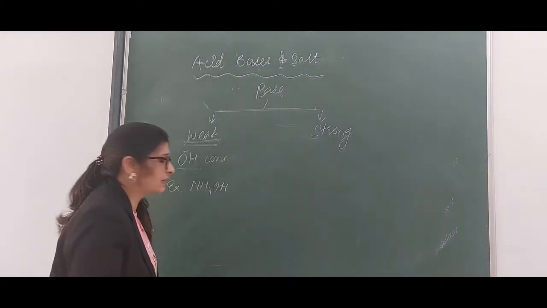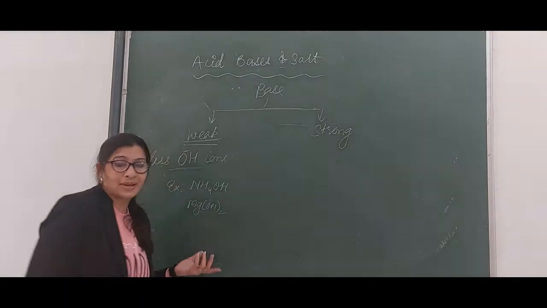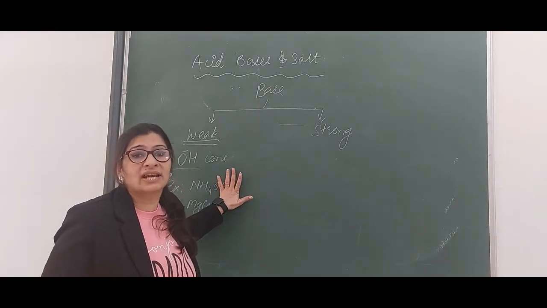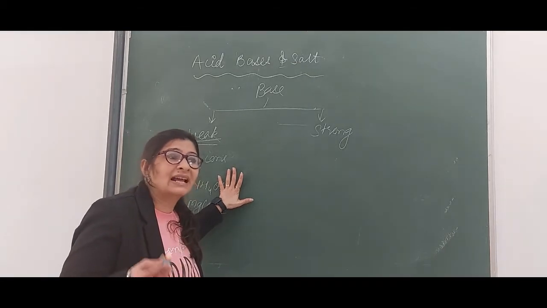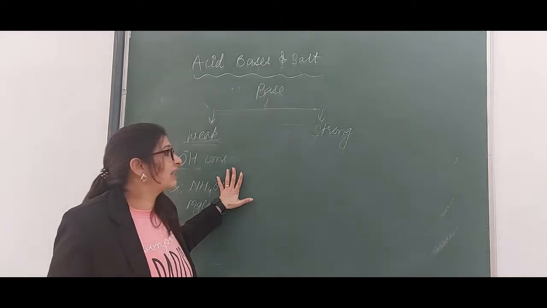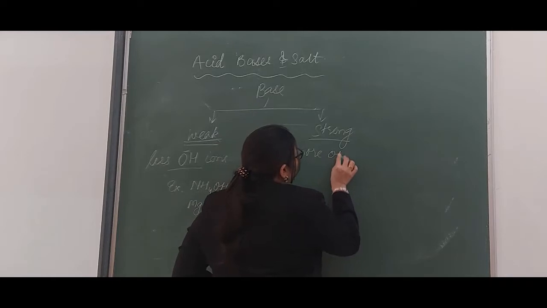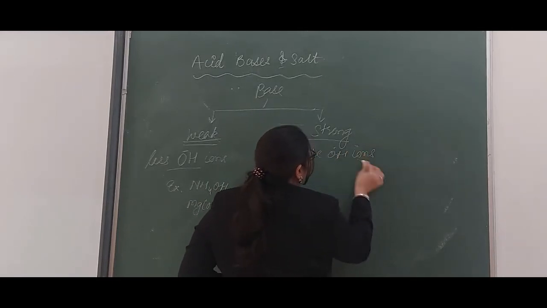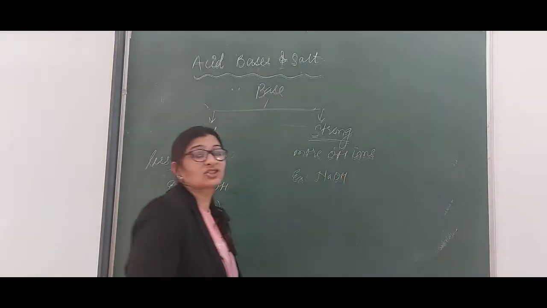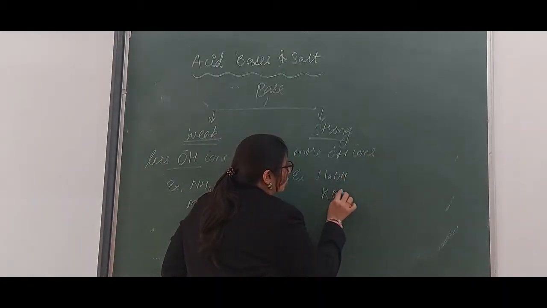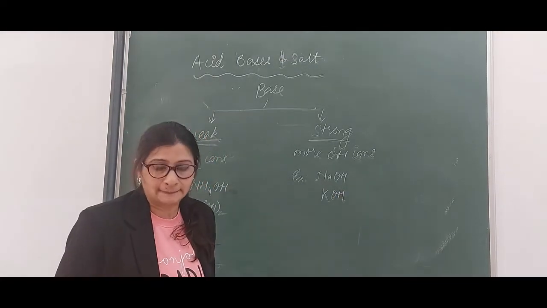Ammonium hydroxide is a weak base. Magnesium hydroxide is also a weak base. It does not dissociate much in water, and gives less number of OH negative ions. Whereas a strong base gives more OH negative ions, right? For example, sodium hydroxide is a very strong base. Potassium hydroxide is again a very strong base. So these are the main two types of bases we have.